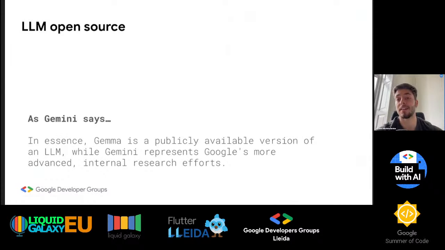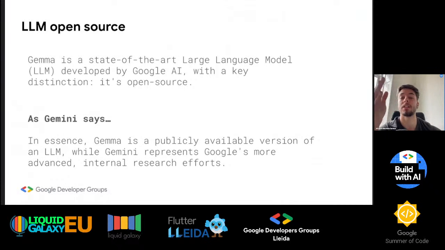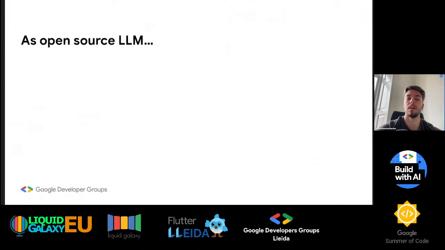Okay, in this case, the first thing is to talk about Gemma. I asked Gemini who is Gemma. Gemini said that Gemma is a large language model from Google AI that represents the more advanced internal research efforts. So Gemma is a large language model developed by Google AI, and you can use it because it's open source. So you can use Gemini, but you can also use this model by yourself. Okay, what does it mean?